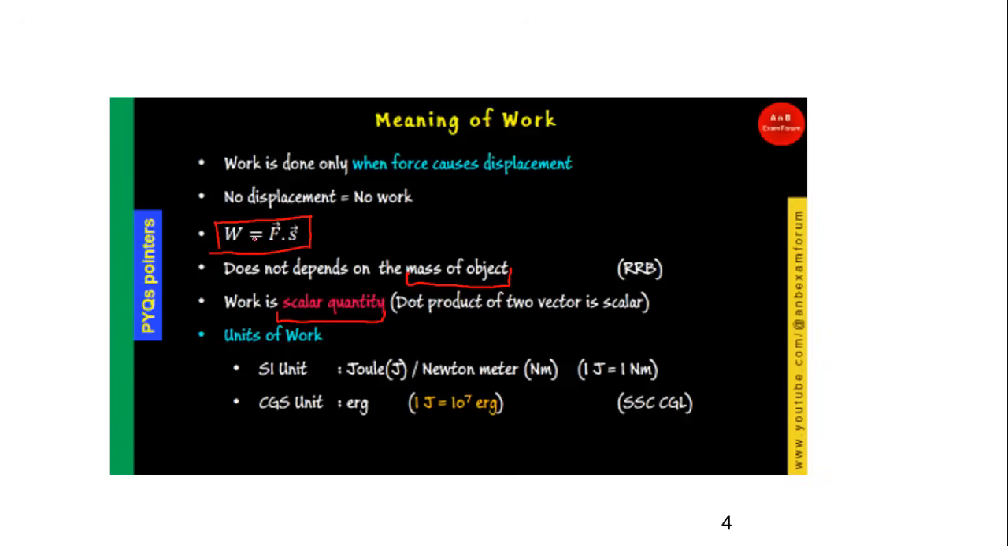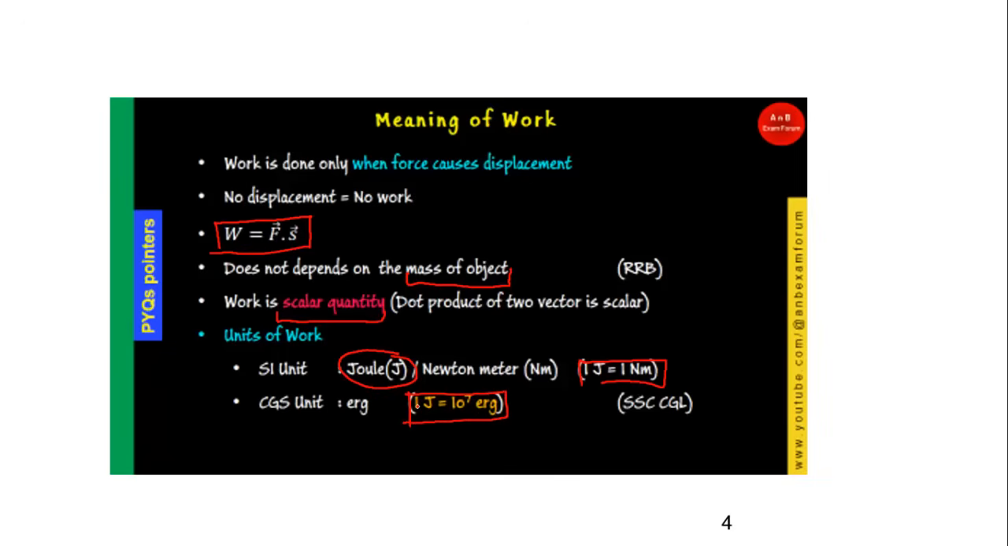If force is a vector quantity, work done will also be vector? No. Since it is a dot product with the displacement, it will be a scalar quantity. And finally, you should know the units of work. The SI unit of work is joule. This is a common unit, but sometimes in the exam he can ask you about Newton meter. How has this Newton meter come? The unit of force is Newton, the unit of displacement is meter, so it is Newton meter. So 1 joule is equal to 1 Newton meter. Coming to the CGS unit, erg, and 1 joule equals 10 power 7 erg.